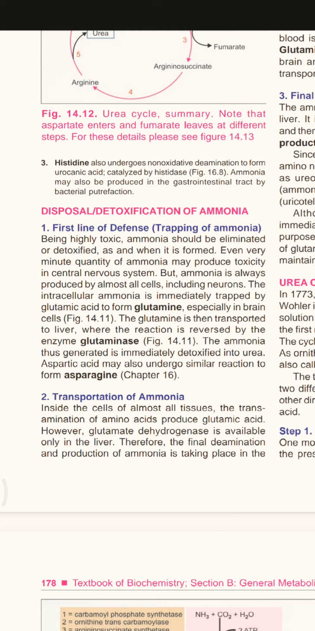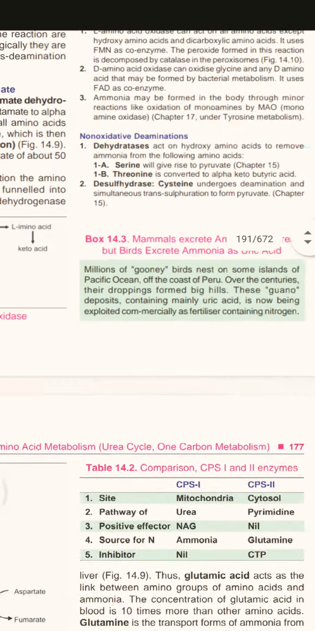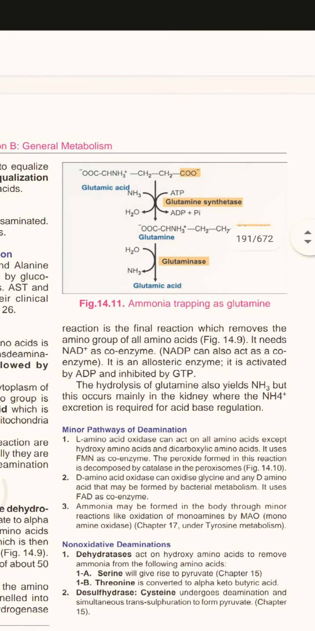The intracellular ammonia is immediately trapped by glutamic acid to form glutamine, especially in the brain cell, and then this glutamine transports it to the liver where the reaction is reversed by the enzyme glutaminase. You can see in diagram 14.11 that glutamic acid gets converted into glutamine by enzyme glutamine synthetase with the help of 1 ATP, and then again glutamine converts into glutamic acid in liver, where the enzyme is glutaminase.